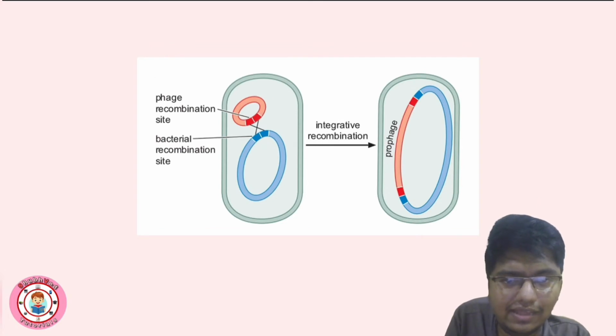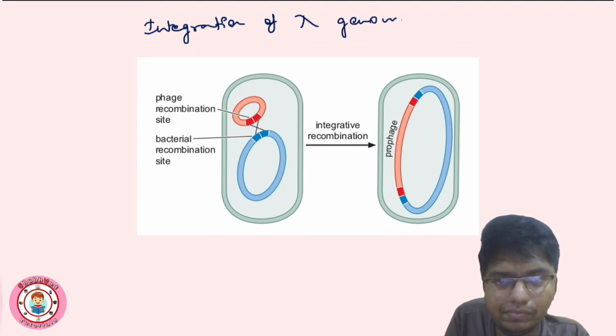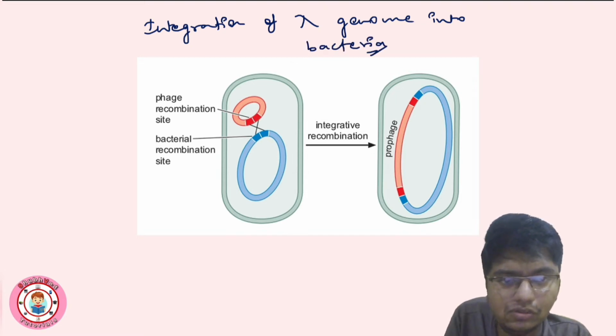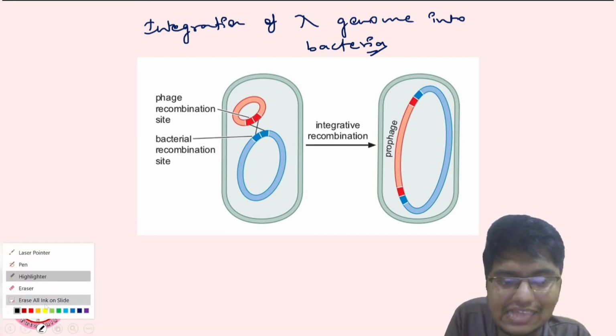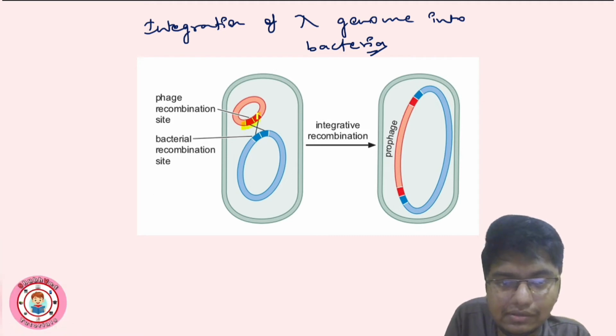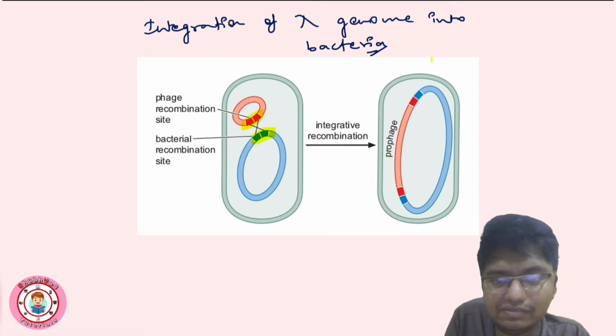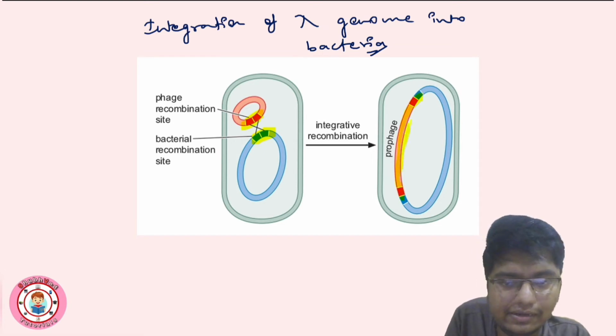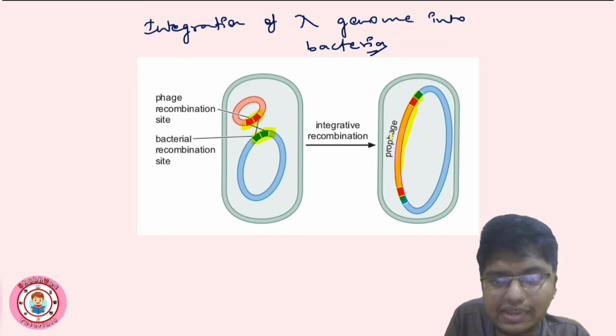Then we can see here an example of integration of lambda phage genome into bacteria. This is an example of site-specific recombination. We can see there is a specific site in the phage as well as the bacteria, the dark red and dark blue. The exchange takes place between these two specific sites only, and then the whole genome gets inserted within those specific sites in the bacteria.